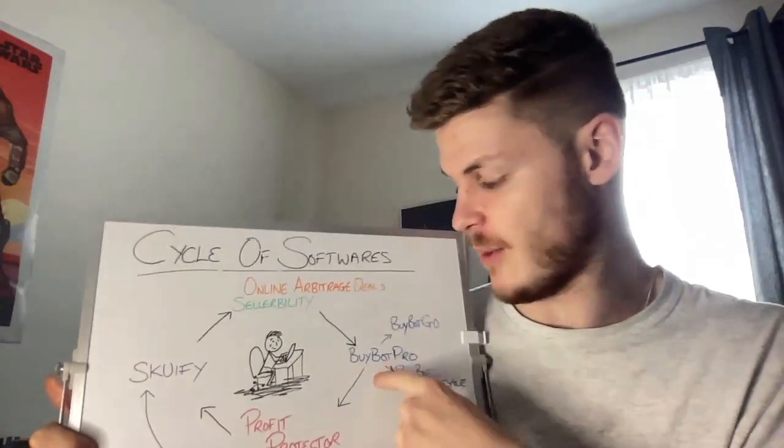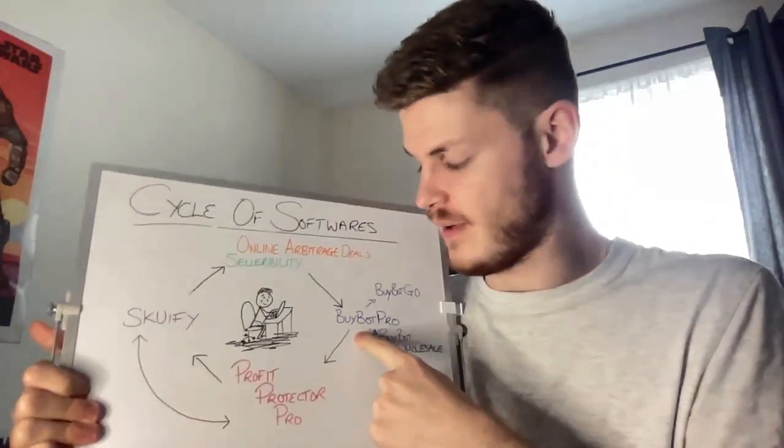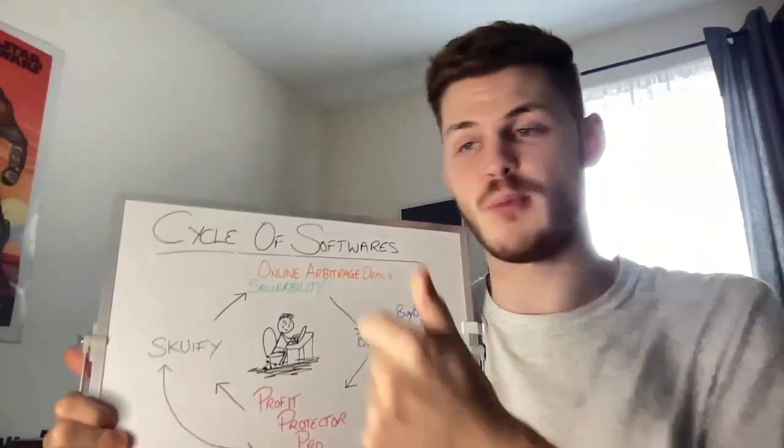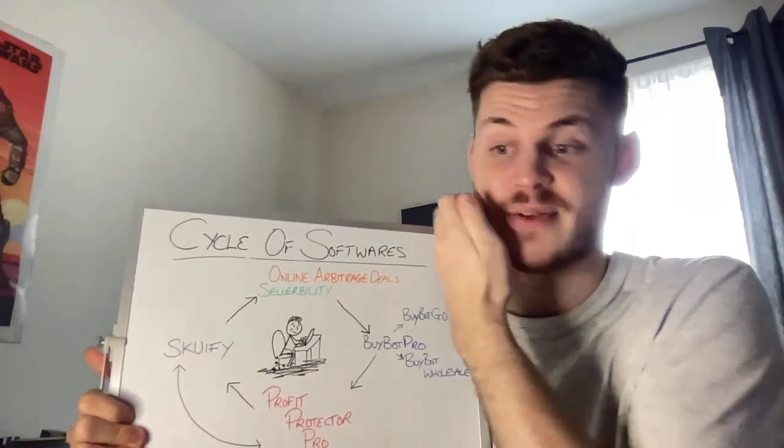And so with that, we've got BuyBotPro. As part of BuyBotPro, you get BuyBotGo, which is for retail arbitrage. So that's an app whereby you scan the barcode of a product when you're out and about and it'll tell you everything you need to know about it.